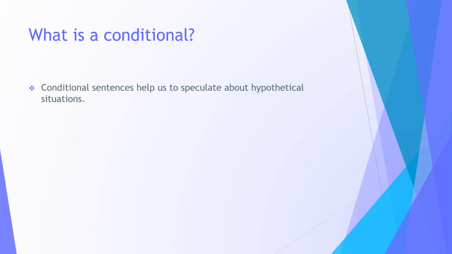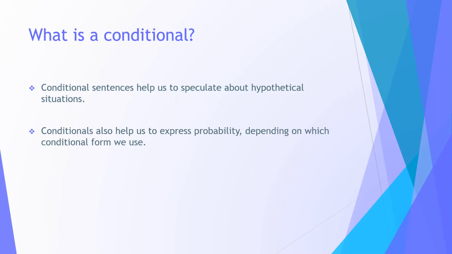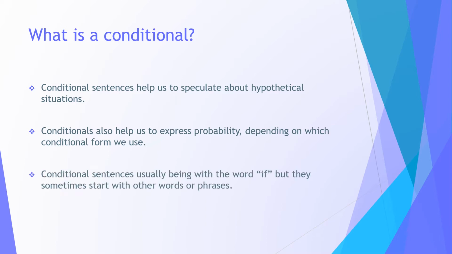So before we start, guys, we really need to ask the question, what is a conditional? Now, conditional sentences help us to speculate about hypothetical situations, which means something that might or might not happen. Conditionals will also help us to express the probability of something happening, depending on which conditional form we use. For example, one of the forms is used for generally accepted facts, but others express more distant possibilities.